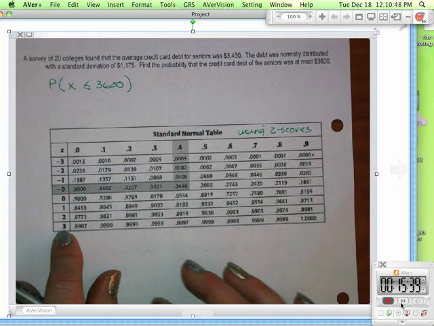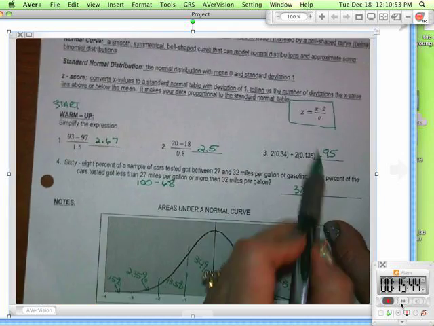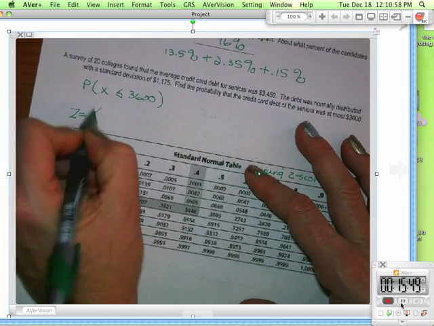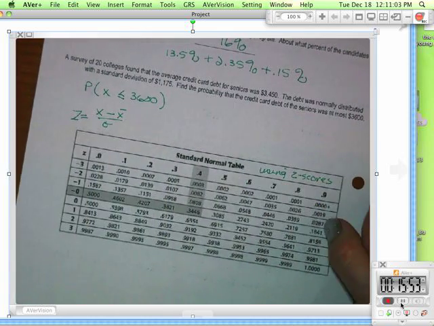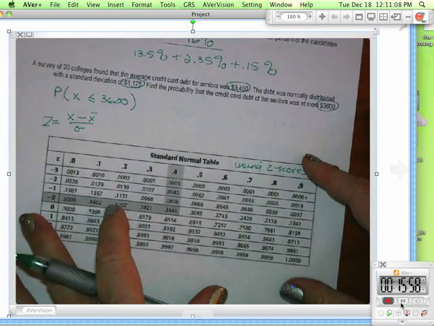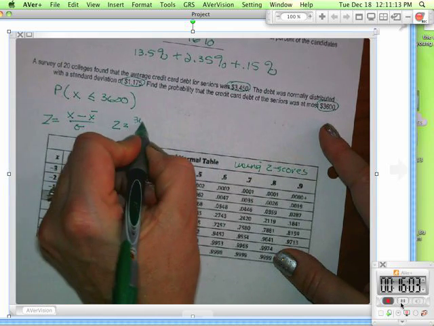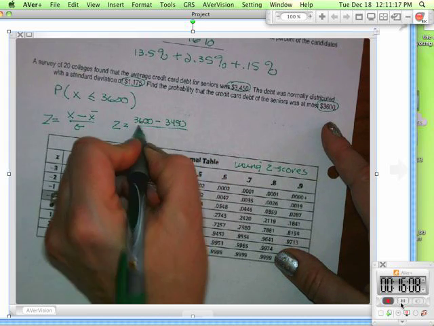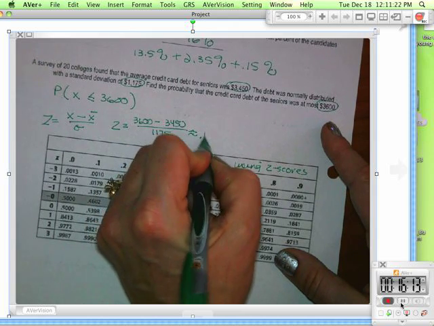Okay, so let's calculate the z-score based on this equation right here. So I'm going to write that down. Z is equal to the data that I'm looking at minus the mean divided by the standard deviation. And they gave me all that information in here. Okay, so my z-score is my data point, 3,600, minus 3,450, divided by the standard deviation. And what that gives me is about 0.13.